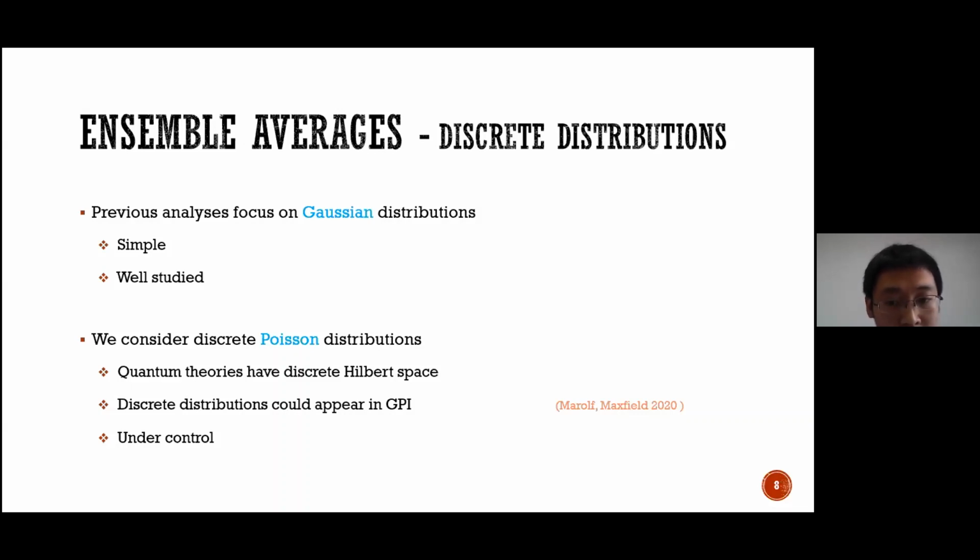In addition, there are already explicit examples in the literature showing that discrete distributions are actually relevant in the gravitational path integral. This is again the example of Marolf and Maxfield, where they have shown that if you do the gravitational path integral, the result can be rearranged into an average over theories subject to the Poisson distribution, which is probably the simplest example of a discrete distribution. And we will show that this Poisson distribution will also be under good control, so we can do some detailed analysis of it.